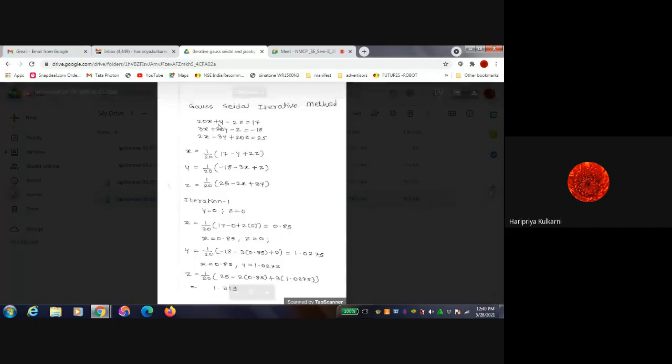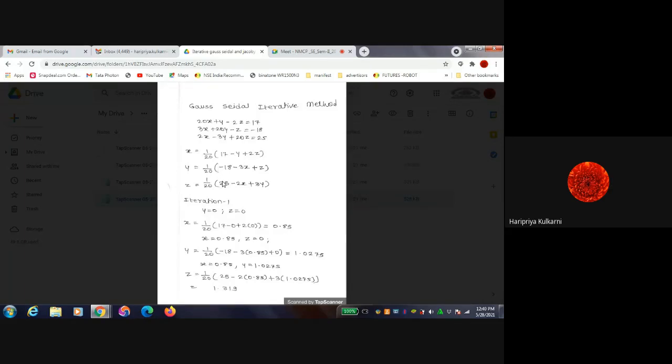Now the second equation I will make y equal to. The coefficient of y is 20, so it will be 1 upon 20 in bracket minus 18, this 3x will be minus 3x, and it will be plus z. Now the third equation I'll make z equal to. The coefficient is 20, so it is 1 upon 20 in bracket 25 minus 2x plus 3y. So these are the three equations now.